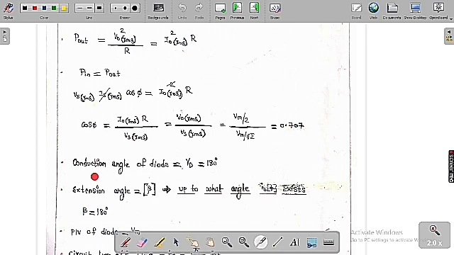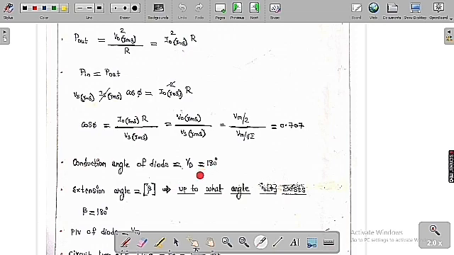If you want to know the conduction angle of the diode, it means for how much angle the diode was conducting. From 0 to pi the diode is conducting, and from pi to 2 pi the diode is off. So only for the region of 0 to pi, or 0 to 180 degrees, the diode was conducting.